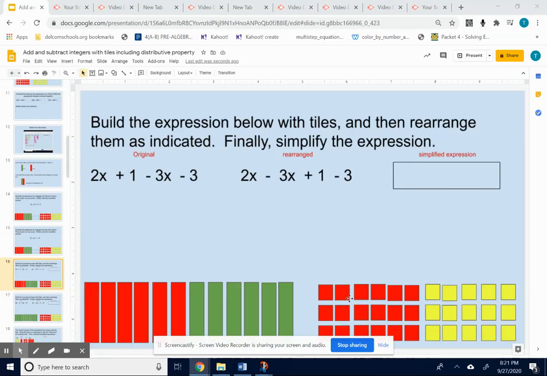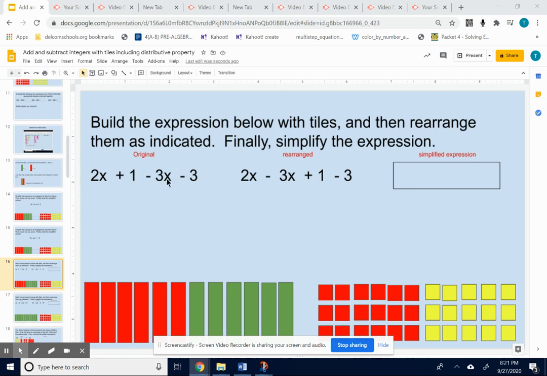Okay, now I want to do a couple problems where the rectangles won't be sitting next to each other and the squares won't be sitting next to each other when you build the problem. So like in this problem, we're going to build 2x plus 1 minus 3x minus 3, but the rectangles are going to be away from each other and the squares are going to be separated from each other.